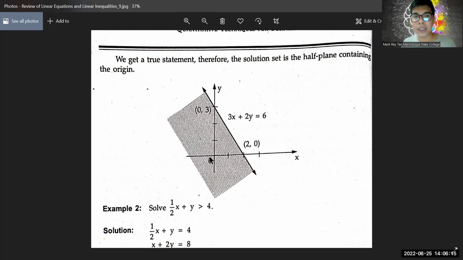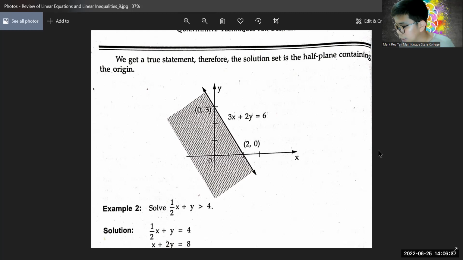Dahil true siya, diba ito yung origin natin, 0, 0. Yun yung ginamit natin pang test. Dahil totoo na 0 is less than or equal to 6, therefore, itong part na to is yan yung solution set ng ating inequality. Kaya, ang final answer nyo is this one. Meron siyang ganyan, may shaded.